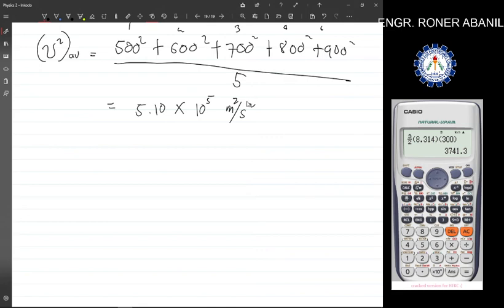Okay? Pero hindi pa tayo tapos, dahil yung V RMS is equal to square root of v squared na average. So, pag in-square root natin to, ang lalabas is 714 meters per second. Okay?